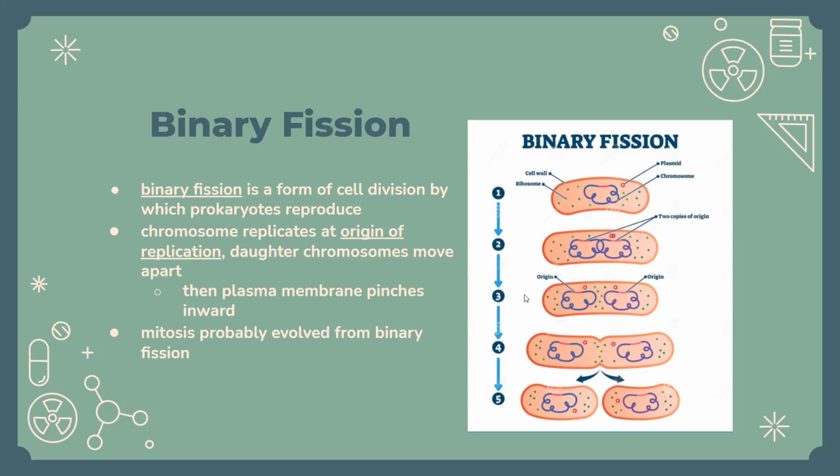And since binary fission is a process found in prokaryotes, it's generally believed that mitosis evolved from this process and opened the way for more complex and multicellular organisms to duplicate their cells.